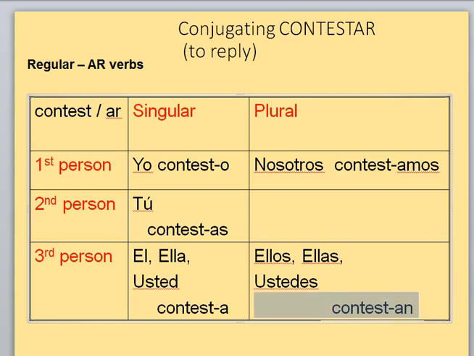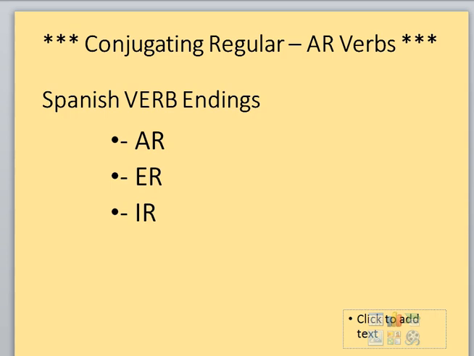A special note, those hyphens that you see in this slide separating the stems and the endings in the diagram are only there to emphasize the construction. In real usage or in real writing, you would not have a hyphen there. So there you have it, conjugating regular AR verbs. Get out your Spanish-English dictionary and find some verbs of things that you like to do and make some sentences.